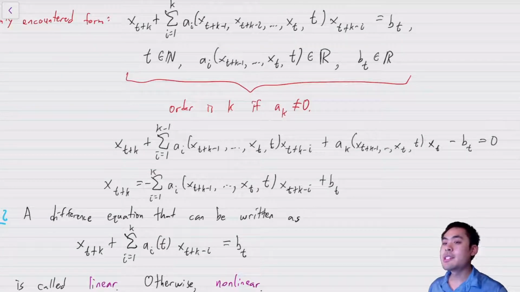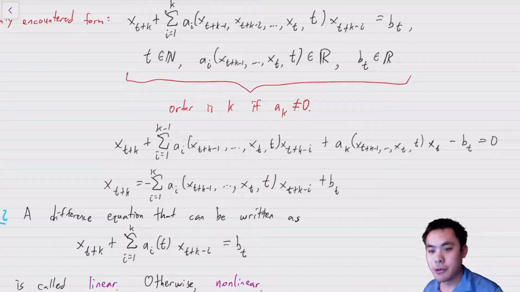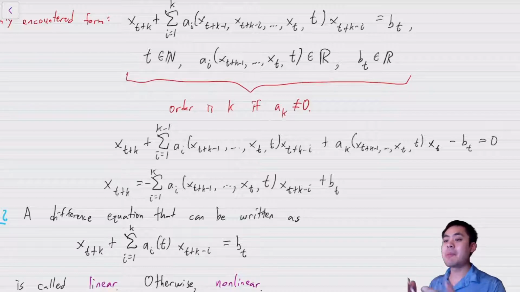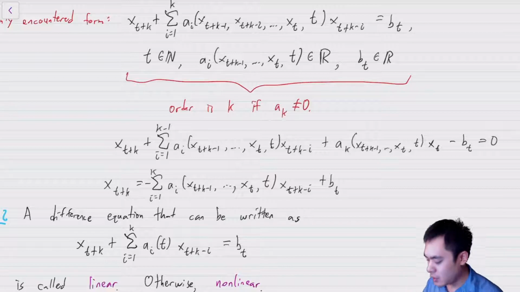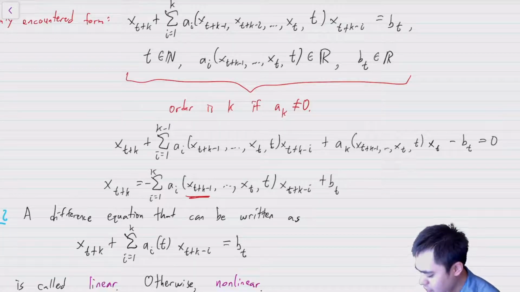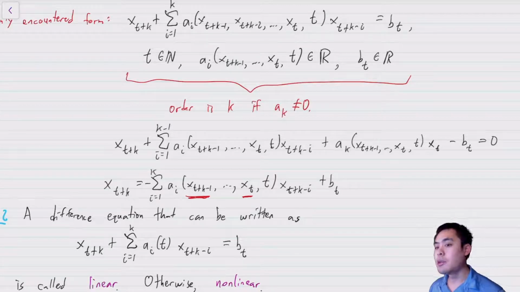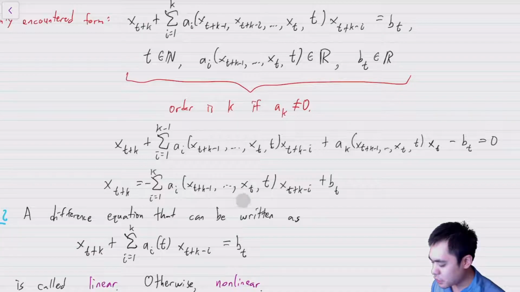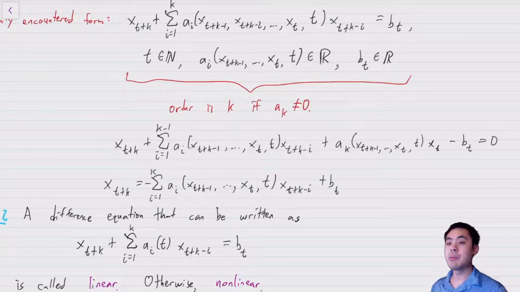So now this form of the difference equation gives us an explicit formula allowing us to compute the next step in the state variables. So long as we know the state variables, x sub t through x sub t plus k minus 1, we can compute x sub t plus k. And so this is a much more useful form for actually doing computations.